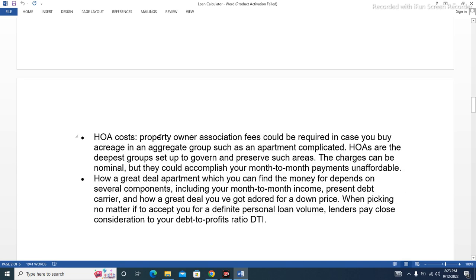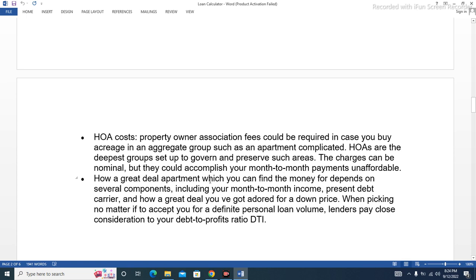HOA fees. Homeowners Association fees could be required if you buy property in an aggregate group such as a condo complex. HOAs are the private group set to govern and preserve such areas. The charges can be nominal, but they could make your monthly payments unaffordable.